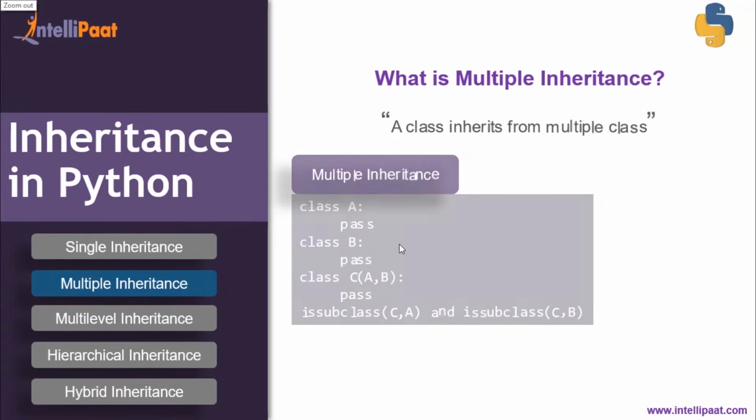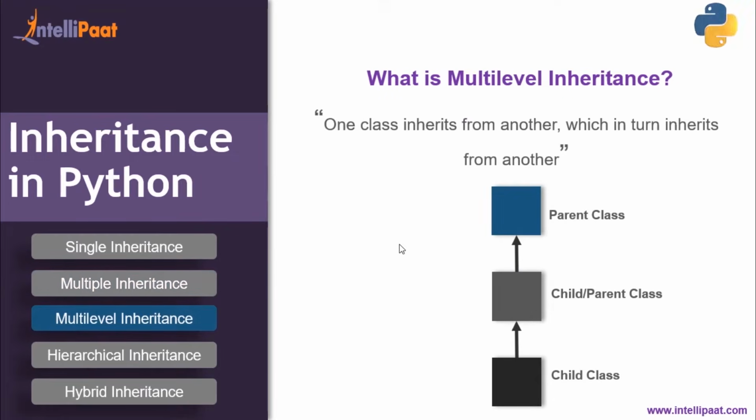So the next type of inheritance that we have is multi-level inheritance. It's like one class inherits from another, which in turn inherits from another. It's like your grandparent, your parent and you. Your parents have acquired properties from your grandparent and you acquire properties from your parents, right? But indirectly you have acquired properties from your grandparent as well. So that's multi-level inheritance. Let's see an example.